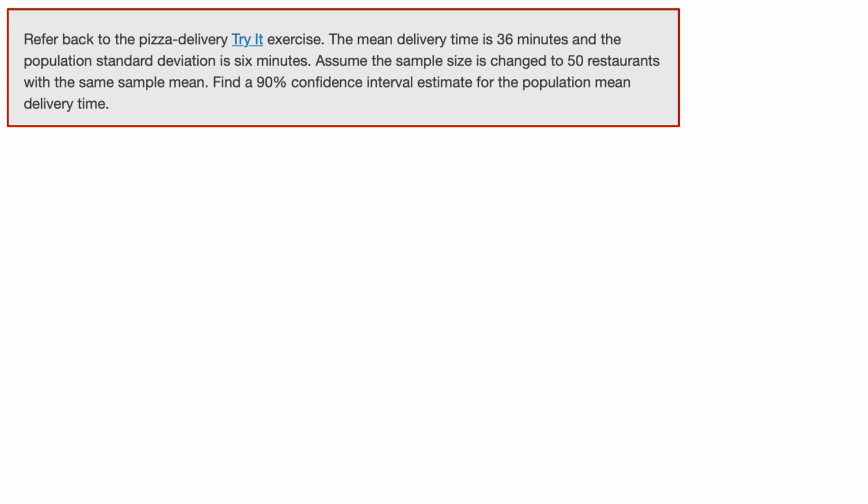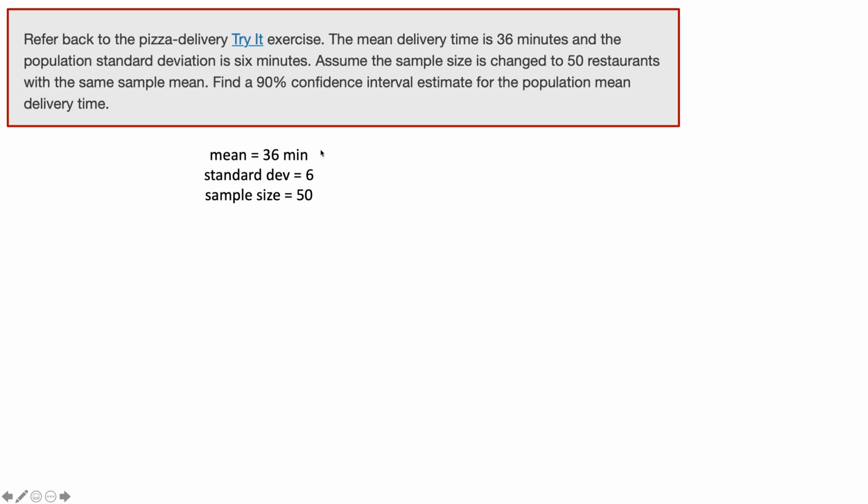Don't worry about referring to the pizza delivery problem from before. Let's just go with this. The mean delivery time is 36 minutes and the population standard deviation is 6 minutes. Assume the sample size is changed to 50 restaurants with the same sample mean. Find a 90% confidence interval for the population mean delivery time.